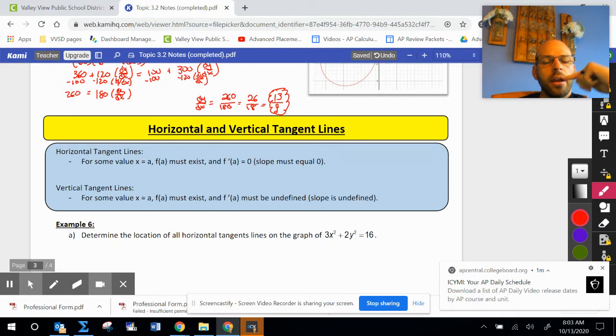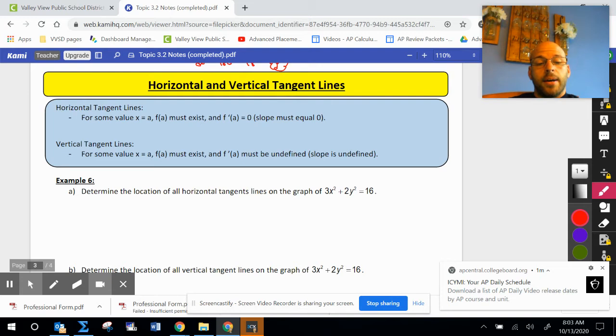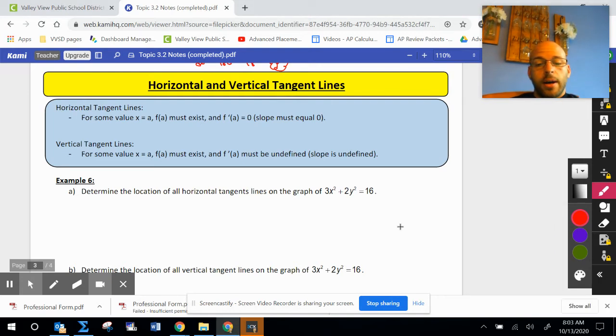Now, just a reminder for this, horizontal and vertical tangents. Horizontal tangent lines have a slope of 0, or where the derivative is 0. Vertical tangents have a slope that's undefined. The only thing with vertical tangents is you have to make sure that point was originally on your problem, so it was really part of your relation already. Make sure that it wasn't a corner or a cusp to begin with.